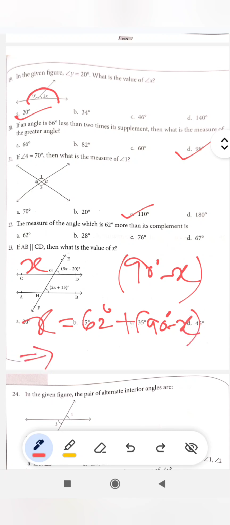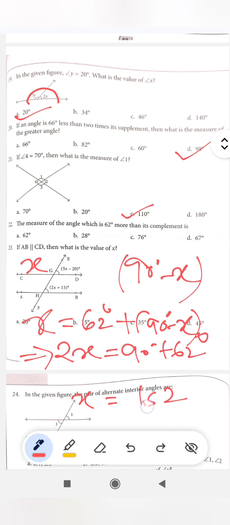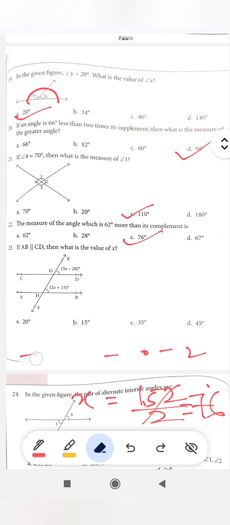Minus x will go to that side. So x plus x is equal to 2x, and 90 plus 62 degree. What is that? So x is equal to, 9 plus 6 is equal to 15, 152 divided by 2. That is 2 7s are 14, 2 6s are 12. So x is equal to 76 degree. Okay. So the angle is 76 degree. Now come to the next part.